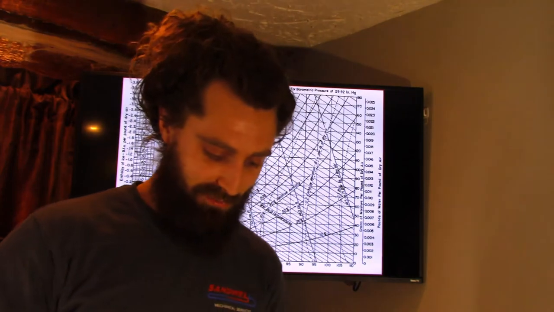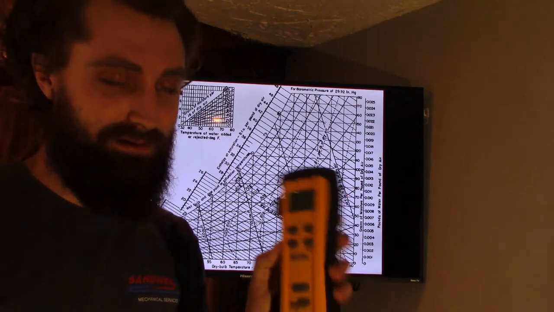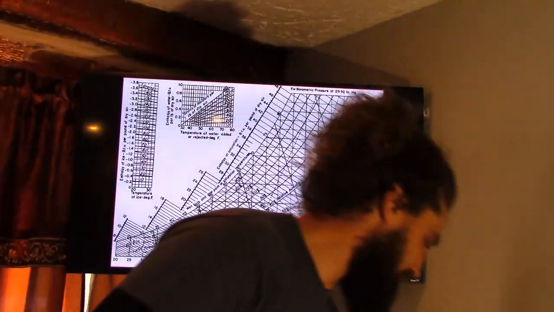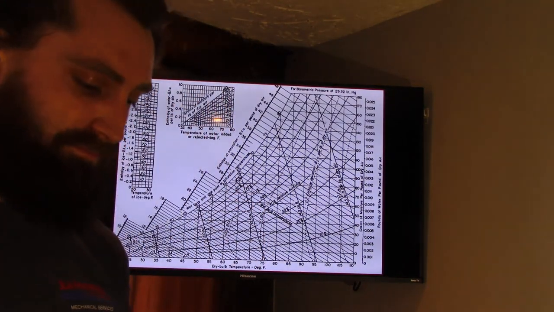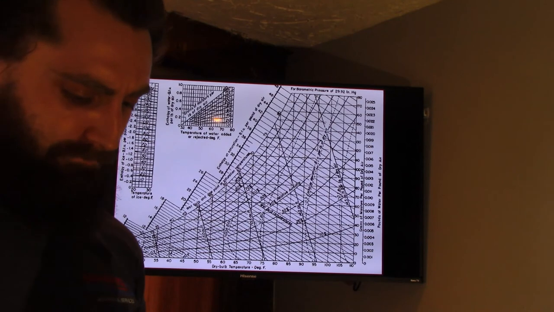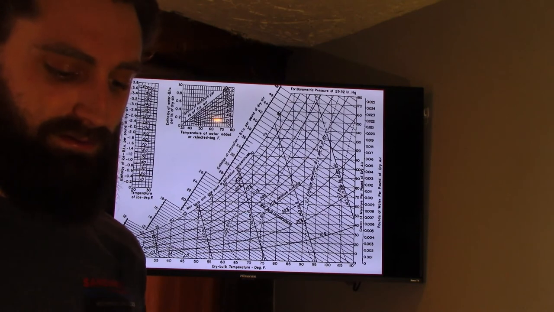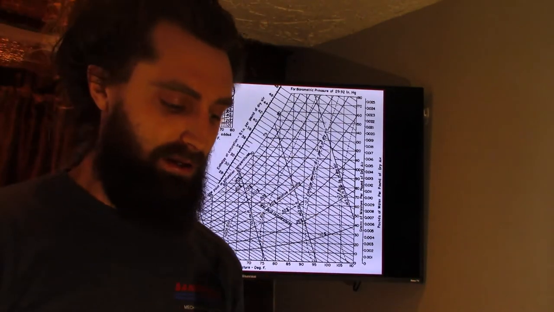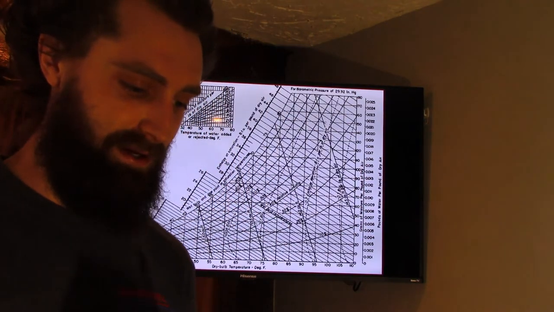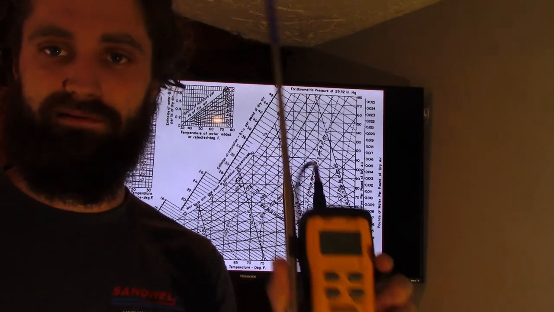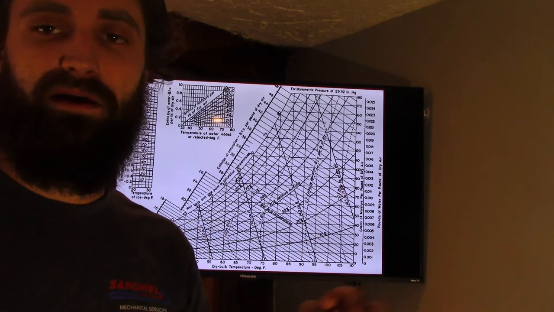So you're going to want a good, I like this one, a dual input psychrometer. I also have the matching Fieldpiece hot wire anemometer. Okay. I'm not a huge Fieldpiece fan, but these are just great. I know Testo has some stuff out there similar to these, but at the time, this is what I had access to. So you'll put both your probes in there, stick it in.